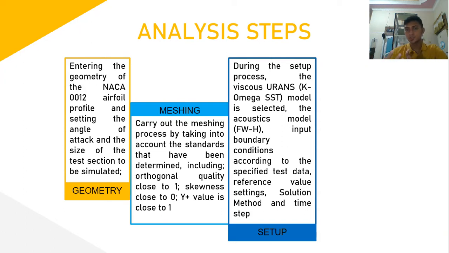During the setup process, I choose the viscous model as URANS, which is unsteady Reynolds-averaged Navier-Stokes. Especially, the k-omega SST model is selected. For the acoustic model or acoustic analogy, I choose FWH, or Ffowcs Williams-Hawkings. Then input boundary conditions according to the specific test data, reference value settings, solution method, and time step. We also have to set the time step there.